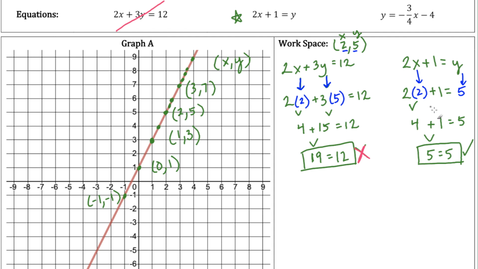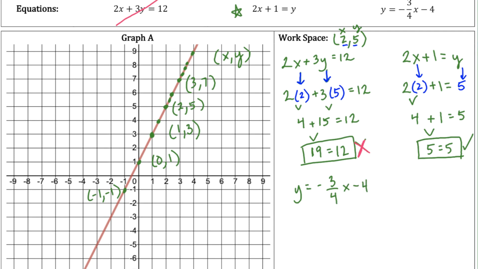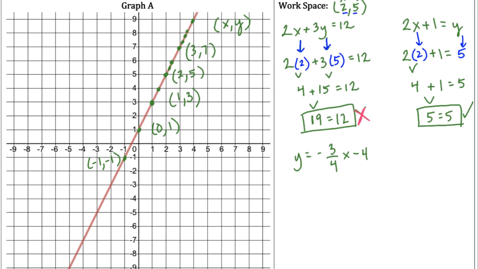So y equals negative 3 over 4x minus 4. And we are going to do 2, 5 again. So this is 2, and this is 5.